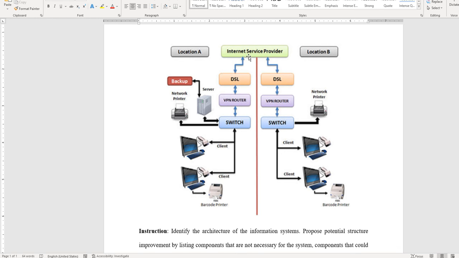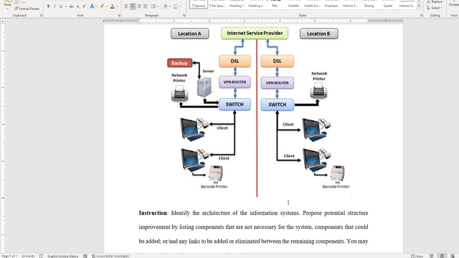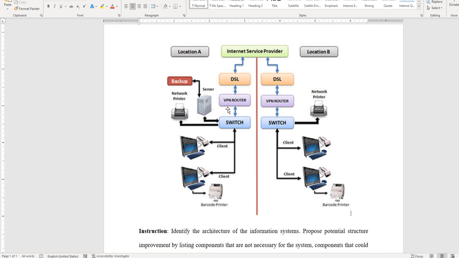So then what kind of changes? We need not delete any devices. Everything is fine. Maybe we should upgrade this information system to make it more secure, to get more performance, and to add some additional things.